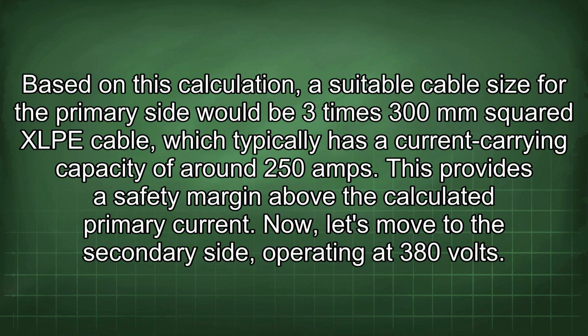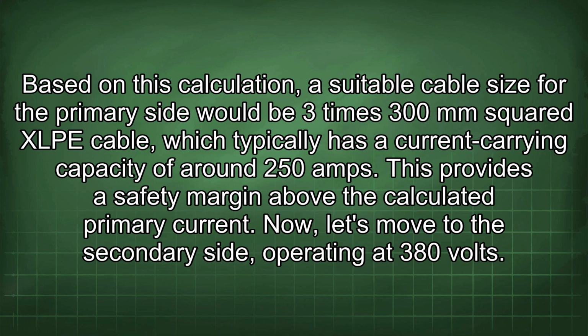Based on this calculation, a suitable cable size for the primary side would be 3 times 300 mm² XLPE cable, which typically has a current carrying capacity of around 250 amps. This provides a safety margin above the calculated primary current.